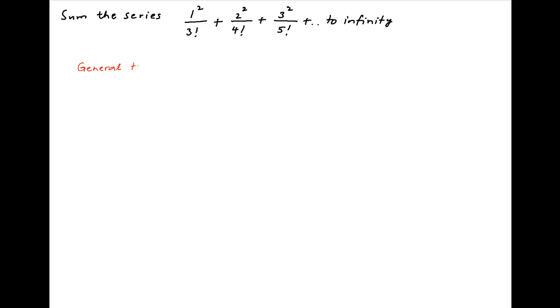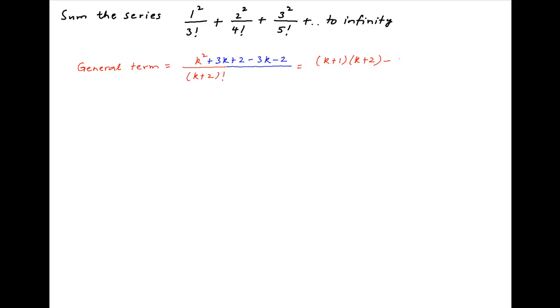The general term of the given series is equal to k squared divided by (k plus 2) factorial. Now add 3k plus 2 to the numerator and subtract the same quantity. The first three terms in the numerator, k squared plus 3k plus 2, can be written as (k plus 1) times (k plus 2).